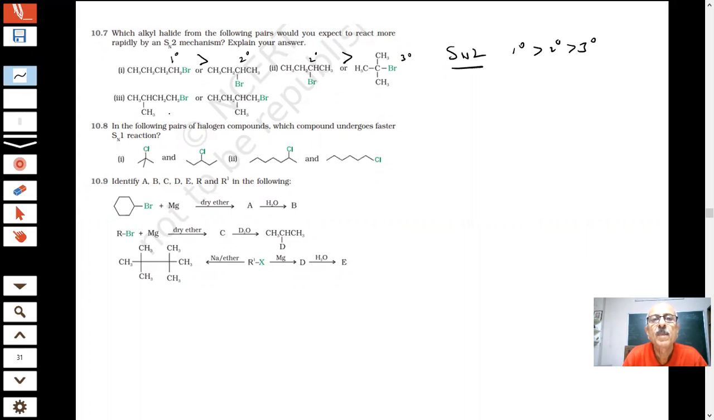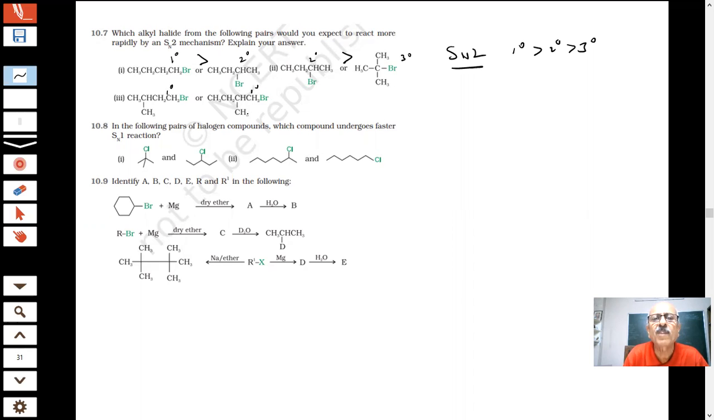Sir, they'll be same. Sir, both are 3 degrees. Where are they 3 degrees? No, okay, fine. In one it is 1 degree and in two, 1 degree, both are 1 degree. But where is the steric crowding more? This is 1 degree, and this is also 1 degree.